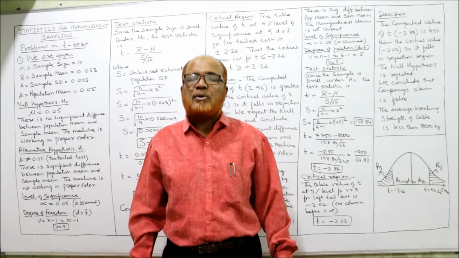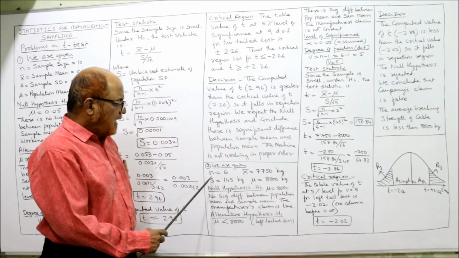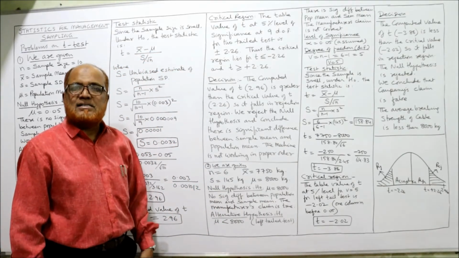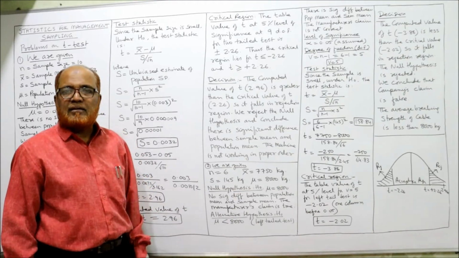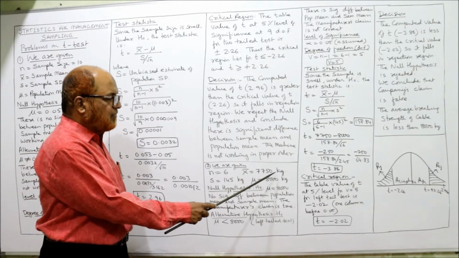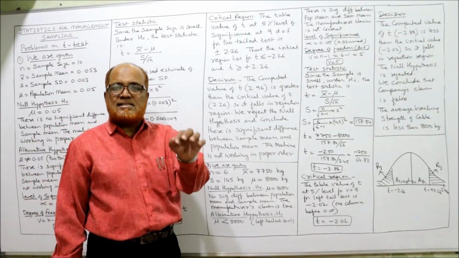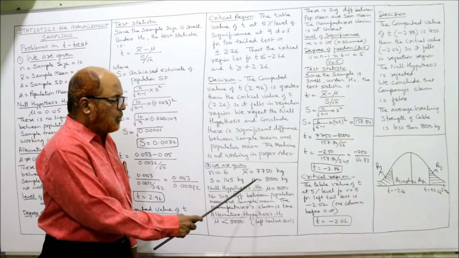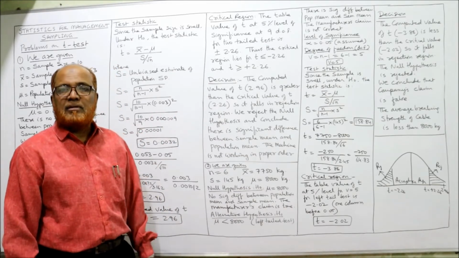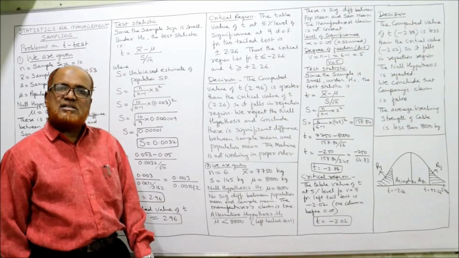Again t-test, because it's a small sample. So here, n is equal to 6, the sample size, 6 ropes. x bar, the sample mean, is 7,750 kilogram. And s, small s, is the sample standard deviation, 145 kilogram. Mu, the population mean. The company claims 8,000 kilogram. That's it. This is the information given.